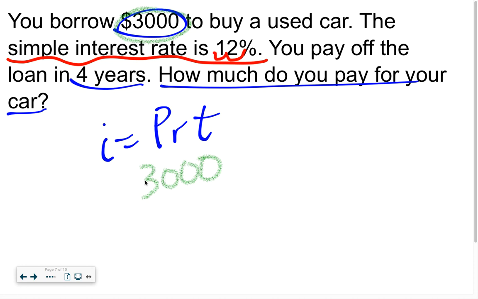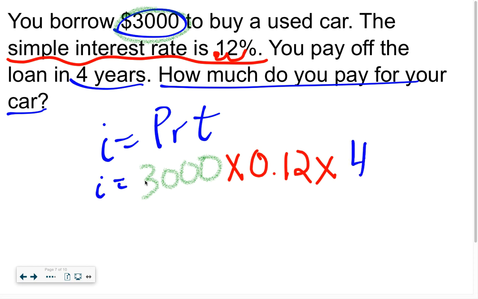Interest rate, 12%. Times your time of 4 years. So you grab that, type that on into a calculator. Remember, each time you type it in, be very careful. Watch the decimal. Don't forget that it's 0.12. Don't forget a 0. Make sure it's 3,000. And the time is always in years. Awesome. So that's 1440. That's not how much the car costs. Ugh. That's how much interest you got charged.